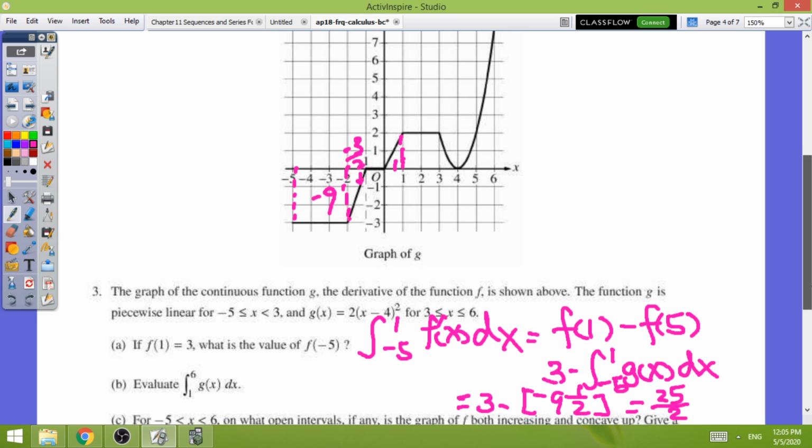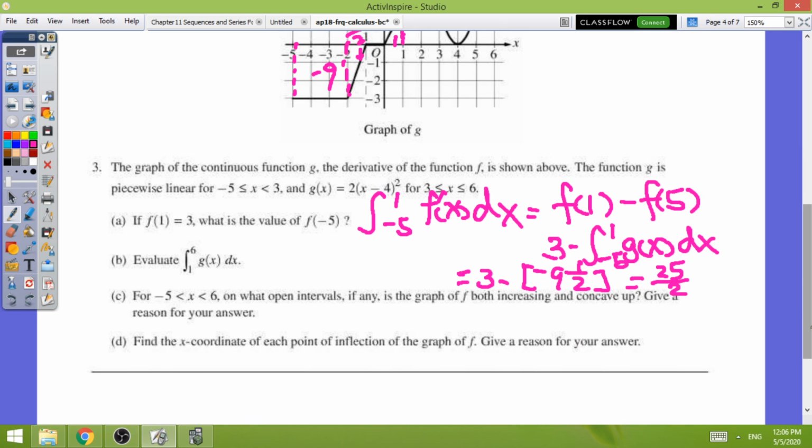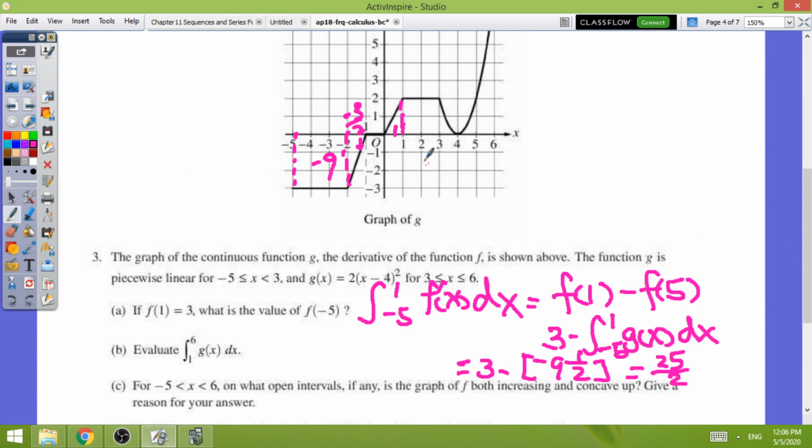Now the next part: evaluate the integral from 1 to 6. Basically we just want to add the areas from 1 to 6. This one's quite similar. From 1 to 3, what is that? That's a square, so 2 times 2, that'll be 4. You definitely have to show the process here. So from 1 to 3, the area is 4.